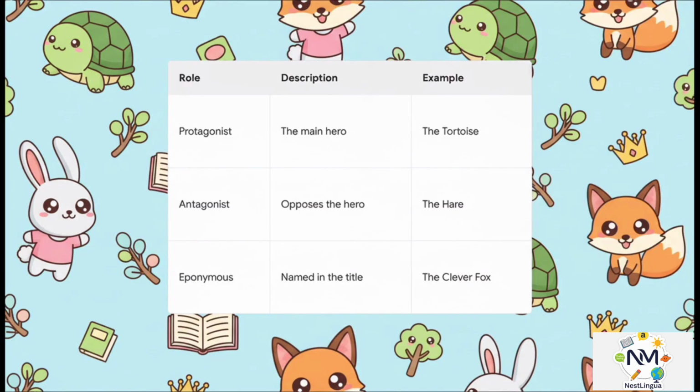Boom! Okay, every story needs characters, and in a fable, they usually fit into one of these 3 roles. You've got your protagonist, that's your main hero, like the awesome tortoise. Then there's the antagonist, the one who causes all the trouble, like the hare. And sometimes, a character is so important they even get their name in the title, like the clever fox.